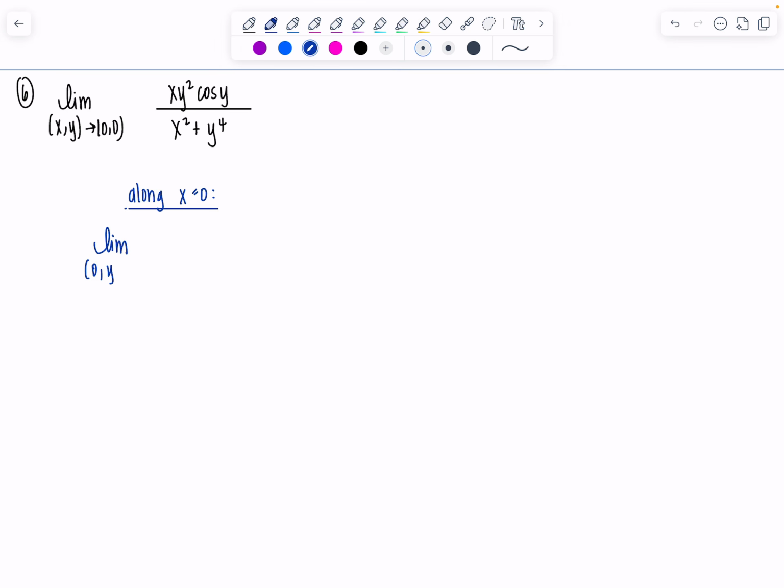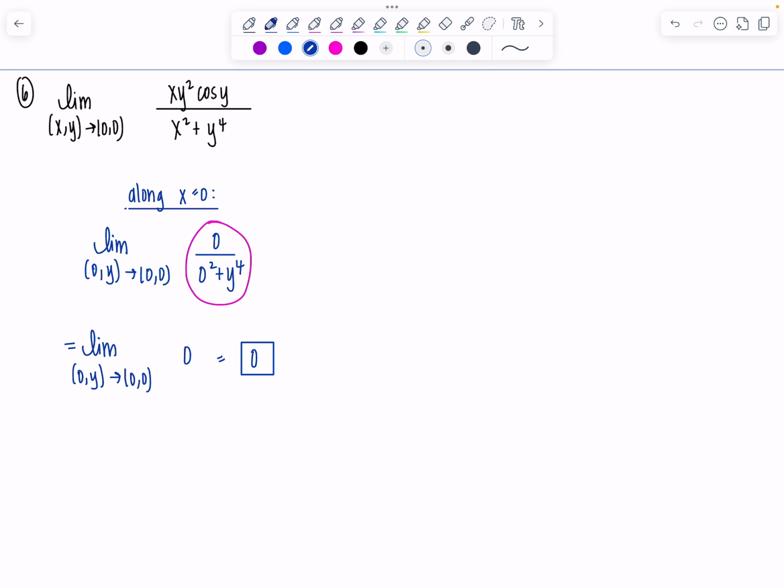So along x equals 0, y goes to 0, we would have 0 in the numerator over 0 squared plus y to the 4th. Remember, always simplify this expression first. So this is the limit as y goes to 0 of 0, which is 0. Okay, if you check along y equals 0, you will get the same thing. So then you go, all right, we're going to have to try a different path.